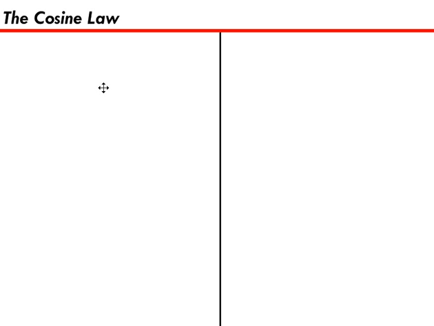Let's imagine we have a triangle that looks like this. And we've been asked to find the length of side B. Side B is this line right here. Well, we've got a few tricks up our sleeve.